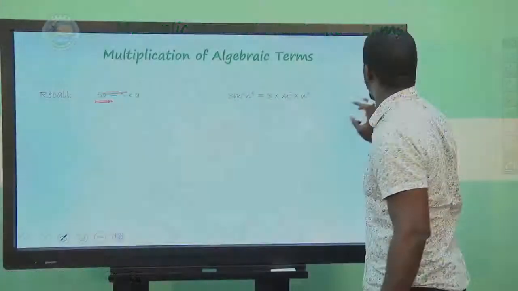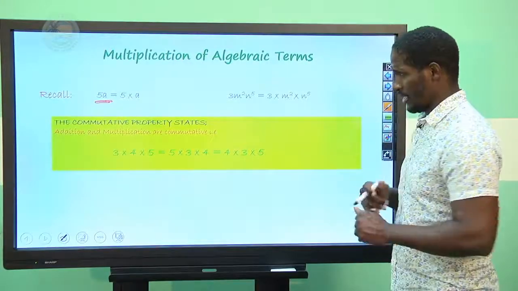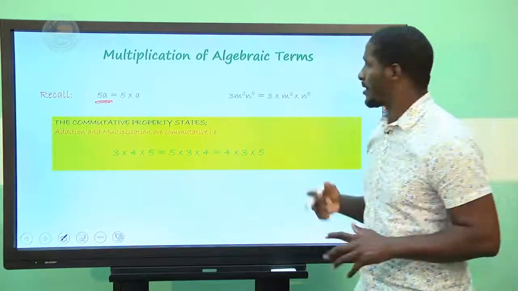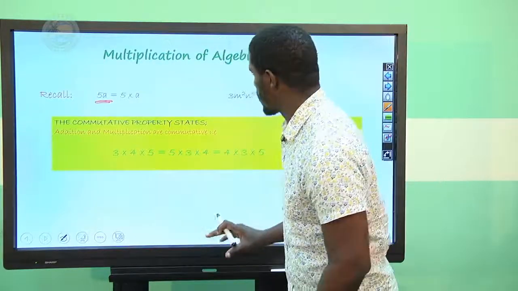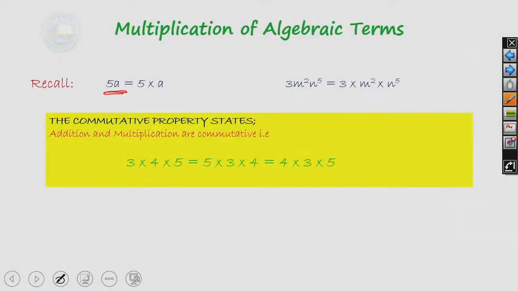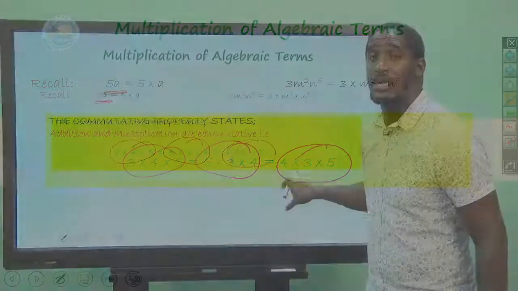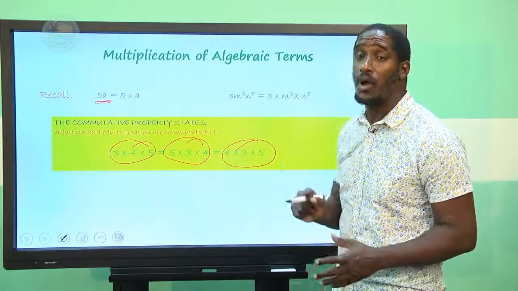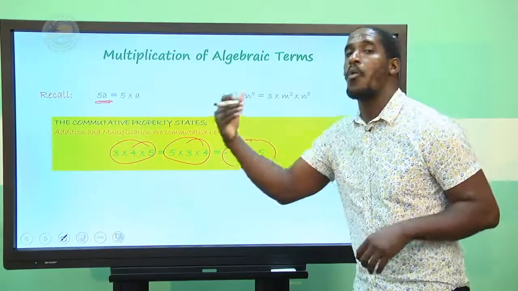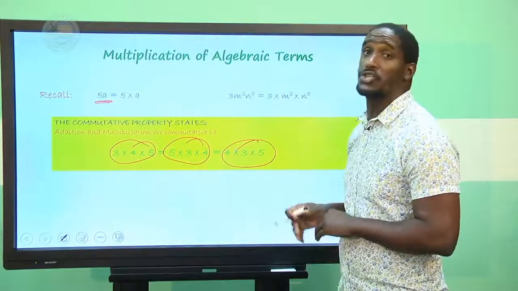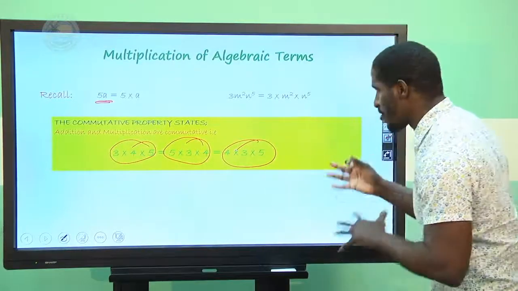Number constant and variable together, multiplication is taking place. Let's also recall the commutative property. The commutative property says that addition and multiplication are commutative. So as we saw from before, this gave us 60, this gave us 60, this gave us 60. It's the same numbers. The only thing that has changed is the ordering of the numbers. Changing the ordering of the numbers once you are doing multiplication or once you are doing addition does not change the final answer. So we can rearrange our numbers.